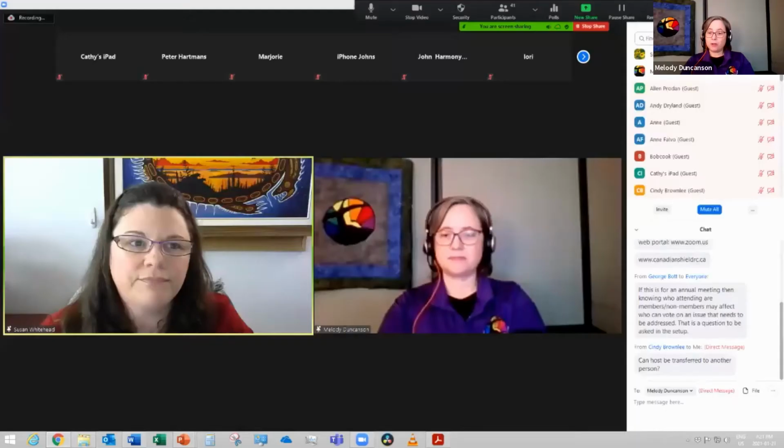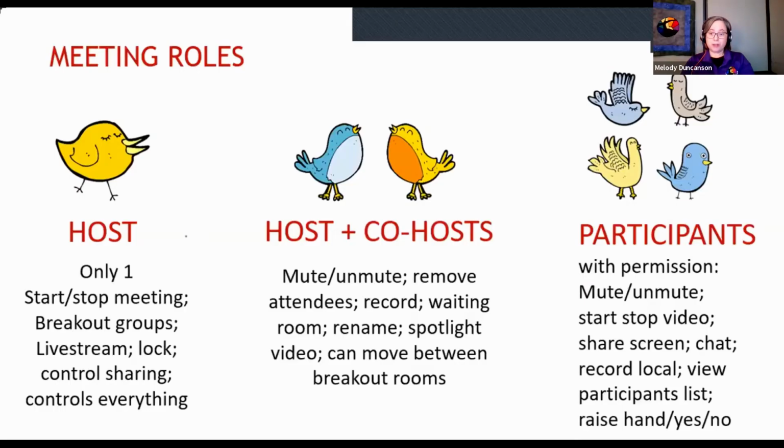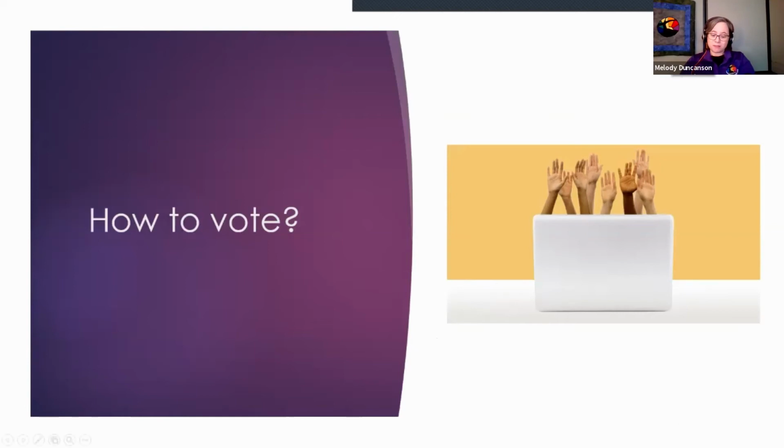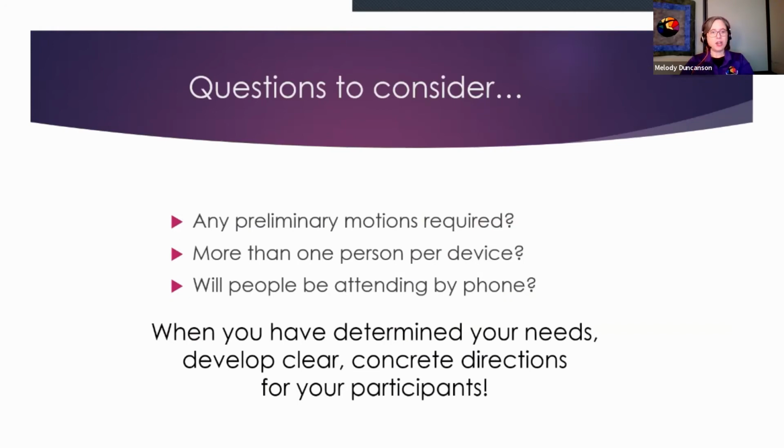So Sue was talking about all of those different roles that co-hosts can play within the Zoom meeting. And one of those roles is around scrutiny, and we're going to be taking a look now at the different forms of voting. So we're going to start with some questions to consider. Again, this is where you have to take a look at what you actually want to do with your meeting. What is the agenda of your meeting?